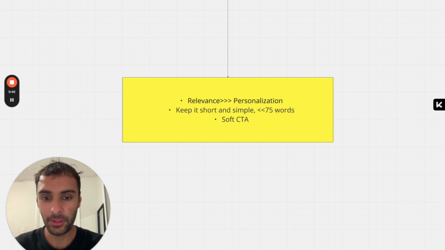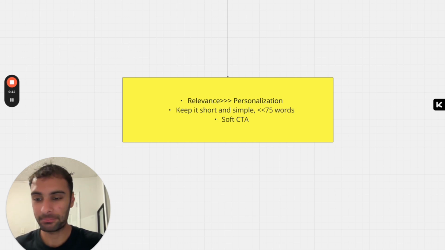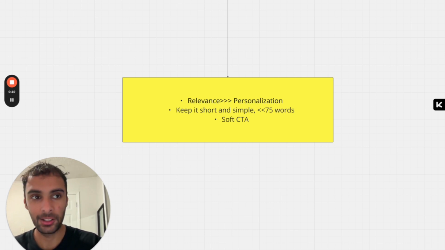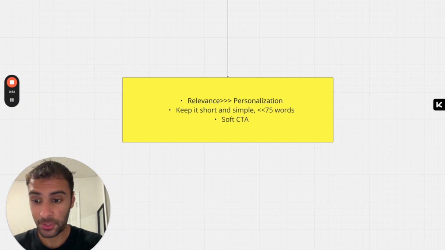And with the scripts themselves, you want to keep them short and simple. You want to keep them under 75 words, and you want to keep it at a sixth grade reading level, right? The reason why I say sixth grade reading level is the average reading level of an American is like a seventh grade reading level. So if you keep it any more above that, no one's going to understand your emails. Even doctors, even lawyers.